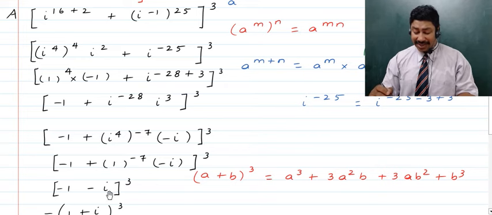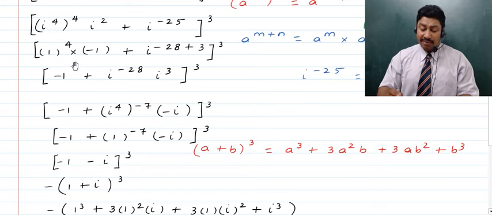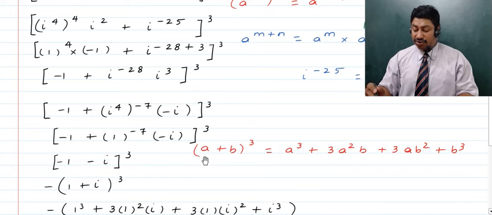Now here above we got the value of i raised to the power 18 to be equal to minus 1. So minus 1 now is going to be added to minus i, and the whole power of this is 3. Remember, if we talk about a plus b raised to the power 3, it becomes equal to a cube plus 3a square b plus 3ab square plus b cube.